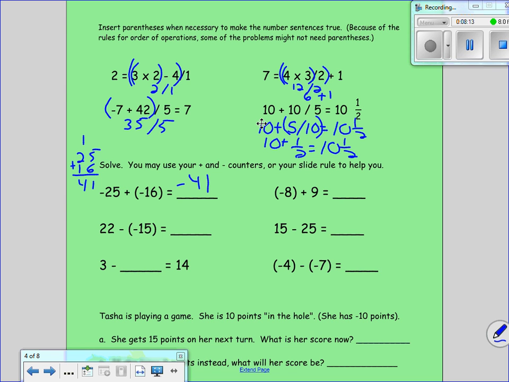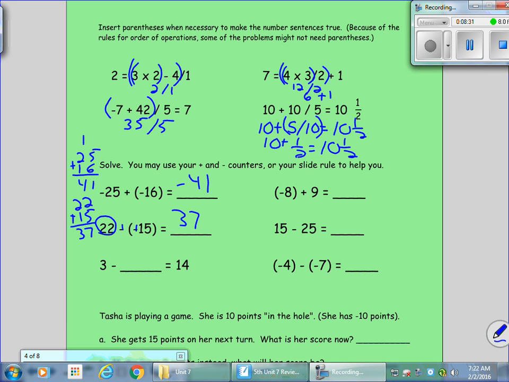So look at this next one. 22. We're subtracting, so I'm going to go leave, add, change. I'm adding a positive plus a positive. 22 plus a 15, right, kids? Gives me a 7 and a 3. Gives me 37.